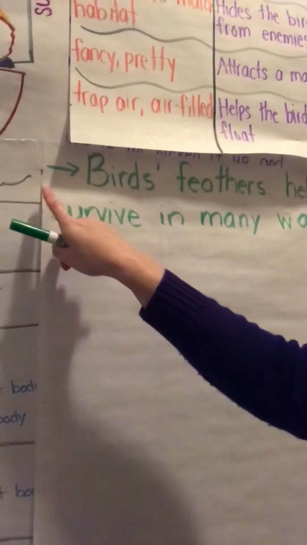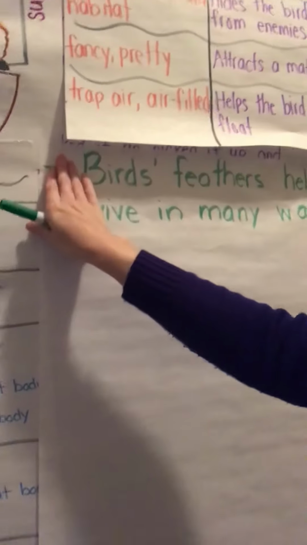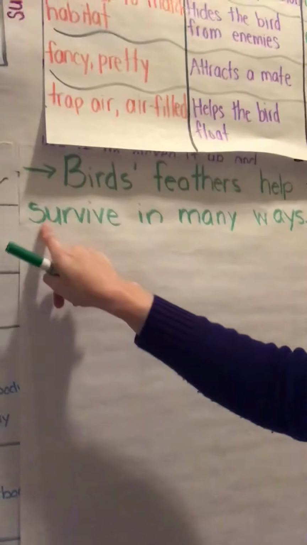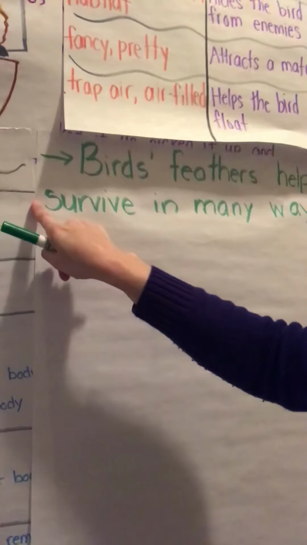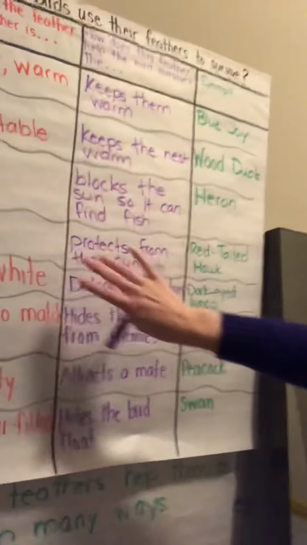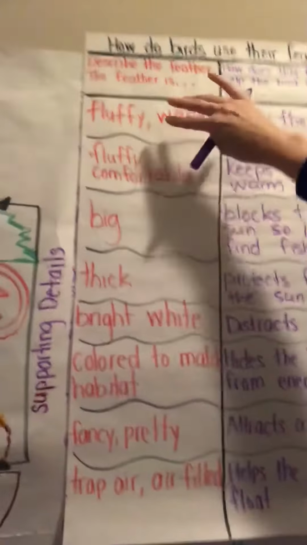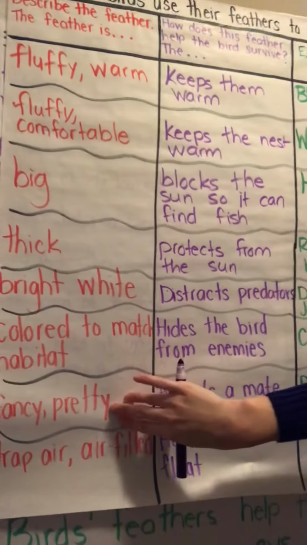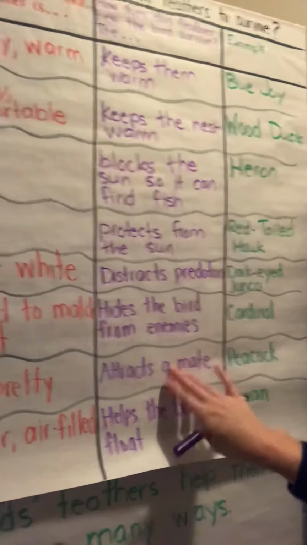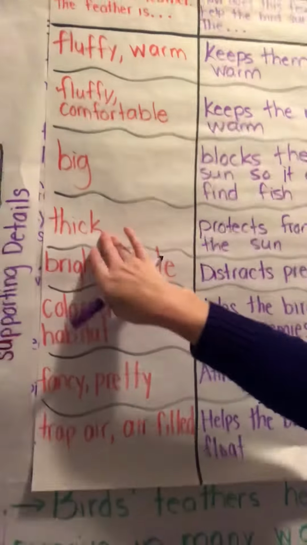So again, when we started, we have a little indent. Now normally you wouldn't see that arrow, but I put it there so you knew I started over a little bit, and then when I got to my second line, I start back over here. So they know this is where the paragraph starts. Now we're ready to get one of our details. So we're going to look at our information that we came up with. We described the type of feather, and then we talked about how that feather is used to help them survive. So I want to go down to the one that says thick.